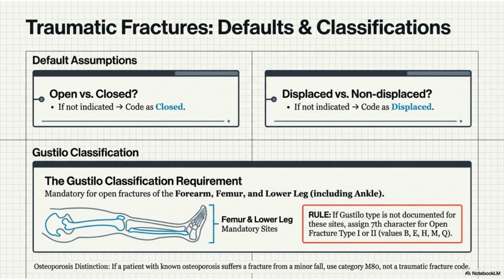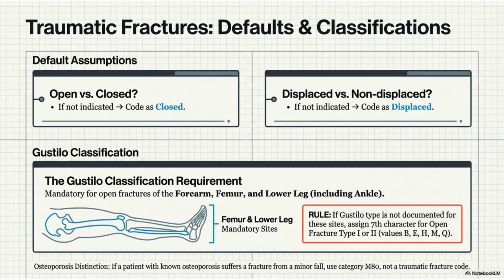Fractures come with their own set of default assumptions. If the documentation doesn't specify whether the fracture is open or closed, we default to closed. If it doesn't specify displaced or non-displaced, we default to displaced. For open fractures of the forearm, femur, and lower leg, the Gustilo classification is required. If the provider doesn't document the Gustilo type, we must assign the seventh character that corresponds to type 1 or 2.